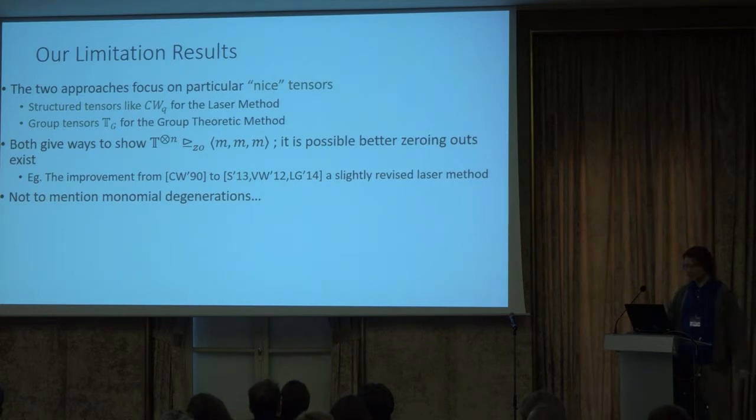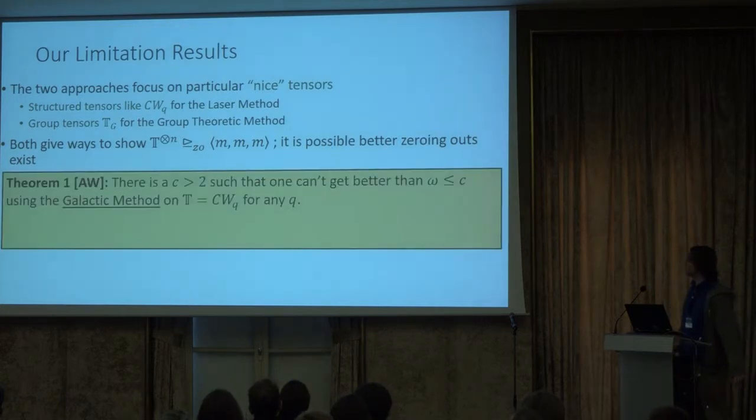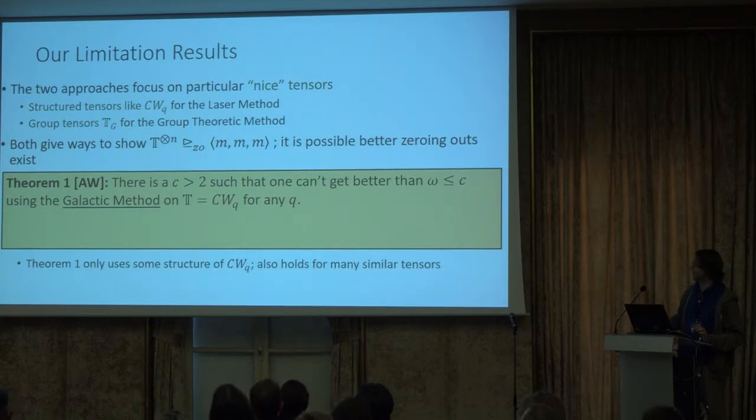But what we show, our first main result, is that there's a universal constant bigger than 2, such that you can't get a better bound on omega than that constant using the galactic method applied to the Coppersmith-Winograd tensor for any q. And in fact, our proof works for a big generalization of the Coppersmith-Winograd tensors too. I'll tell you a little bit about that in a second. It only uses a tiny bit of the structure of the tensor, so it can apply to a lot of other things. And after this slide, I'll give you a sketch of the proof of this theorem.